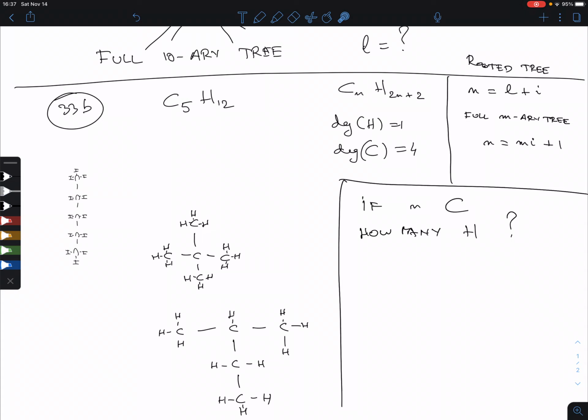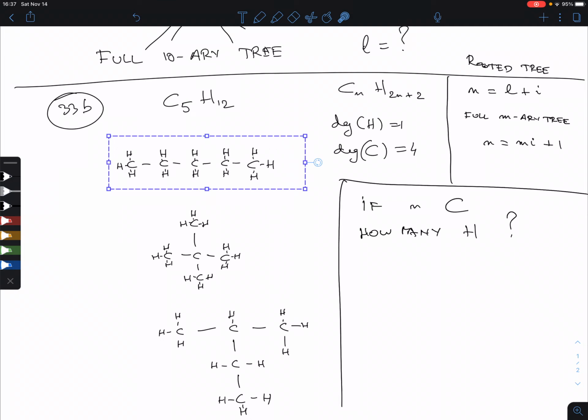So it is not a full m-ary tree in this case, because the number of children should always be the same, except for the leaves. So that's not a good choice, so I'm not going to do that. I'm not going to take a hydrogen atom as a root. I'm going to take one of the C's as a root.